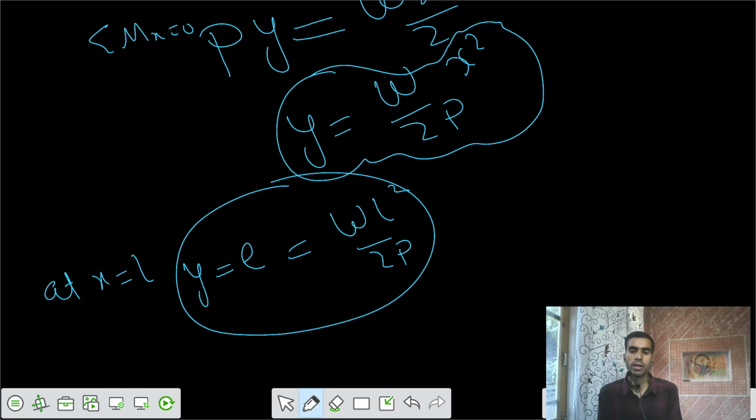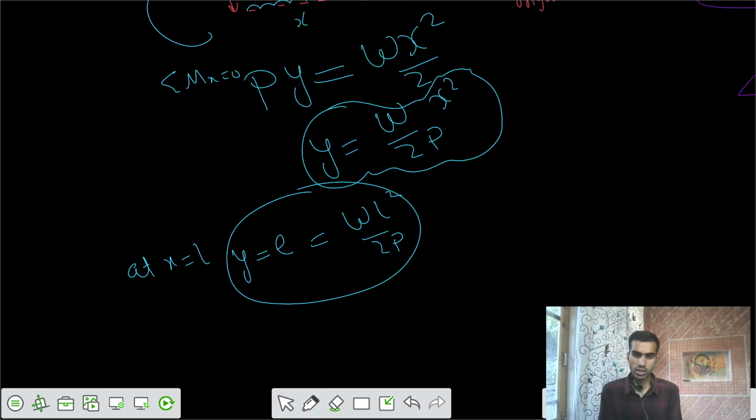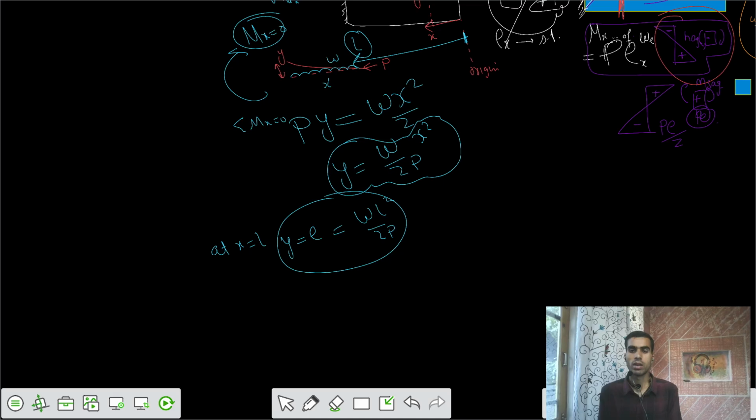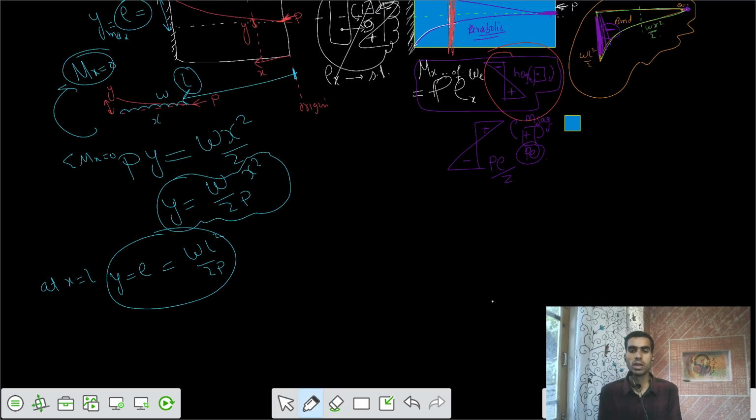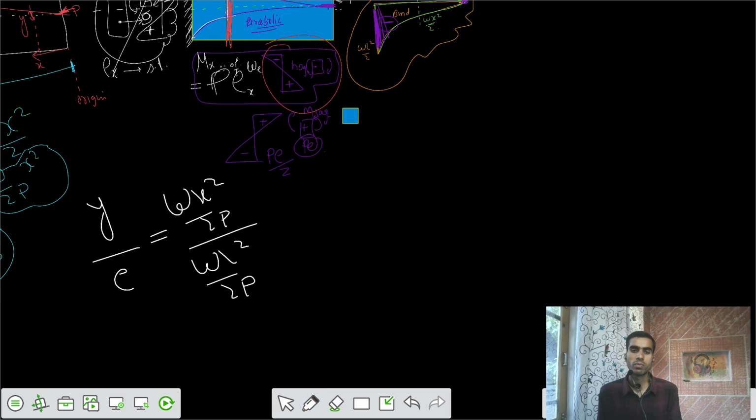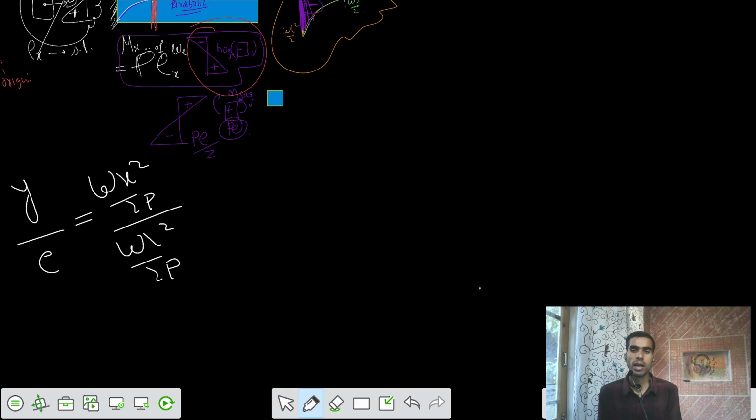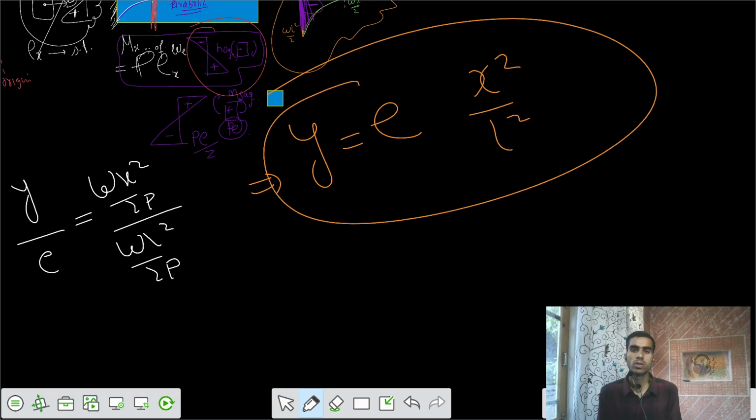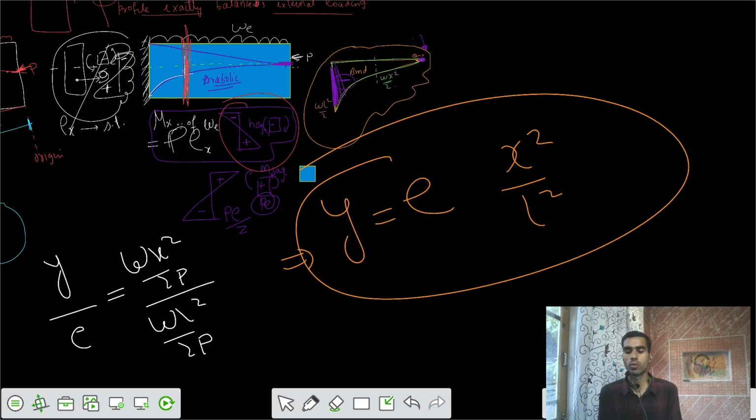So I can then finally generalize the equation. Your value of y by e equals W x squared by 2P, divided by W L squared by 2P. So your equation becomes, in terms of x, y equals e times x squared by L squared. So this is your final equation of that profile.